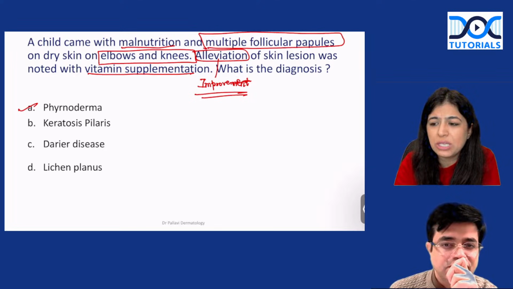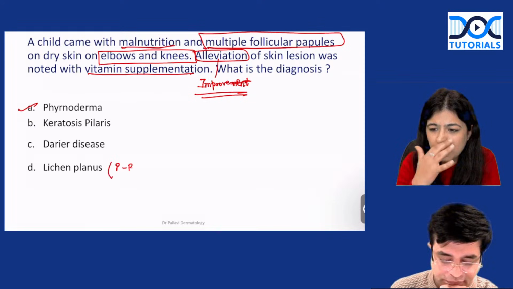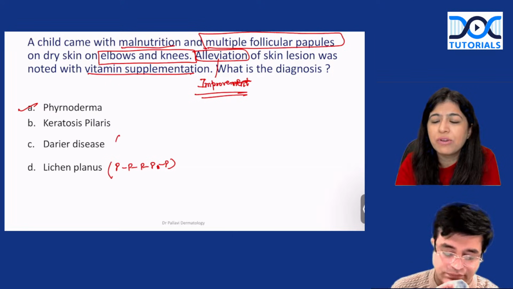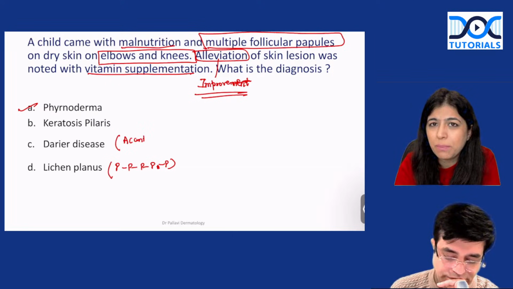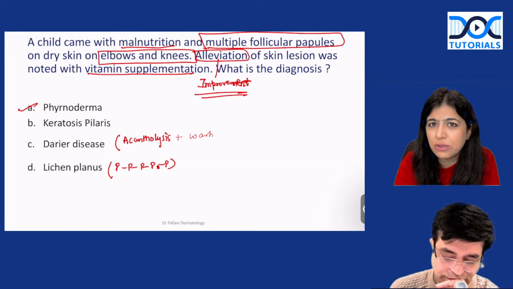Lichen planus would be itchy purple papules, nowhere close to what is mentioned here, distribution on the flexures. Darier disease is a transient acantholytic disorder. You would have warty, hyperpigmented papules on the face and the neck. Again, not something that you see here. And it will not even respond to vitamin supplementation.